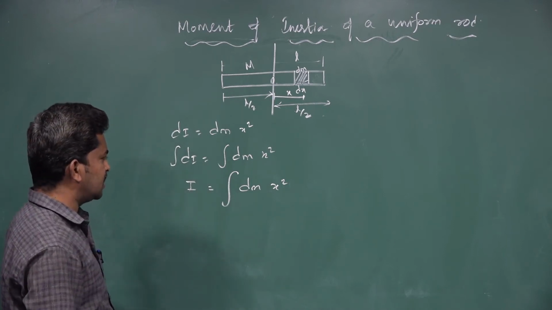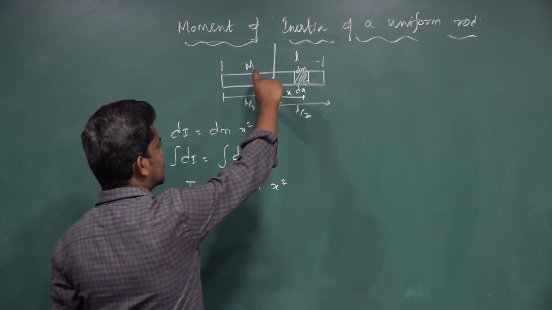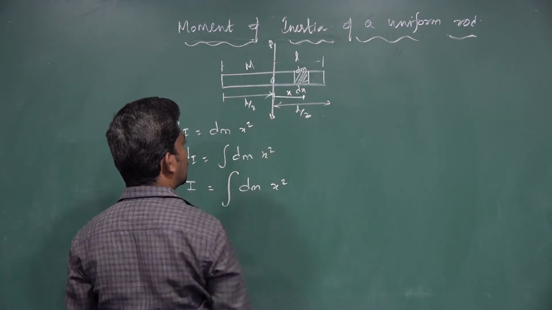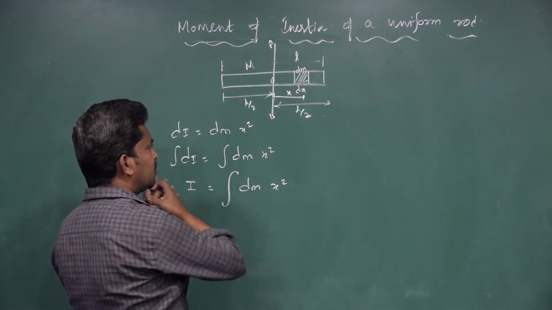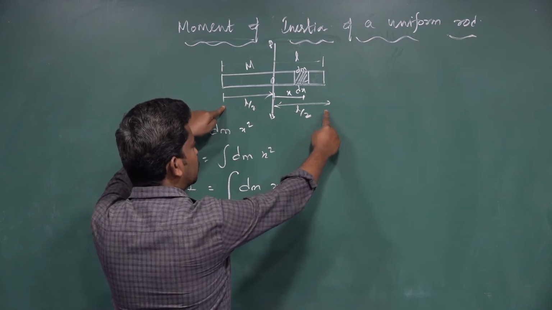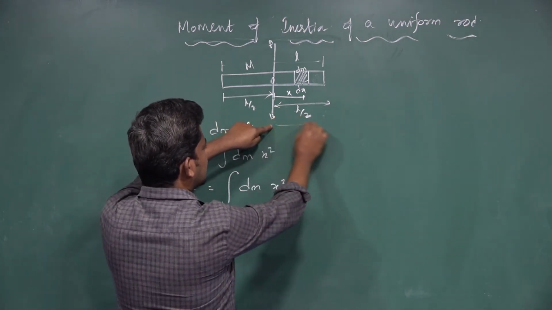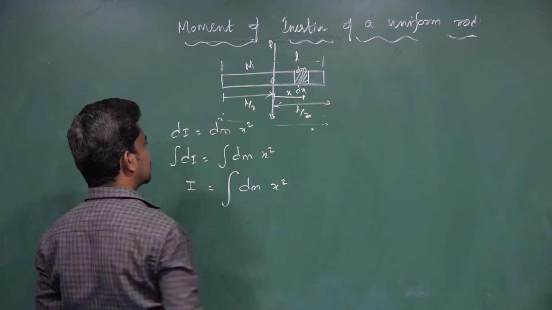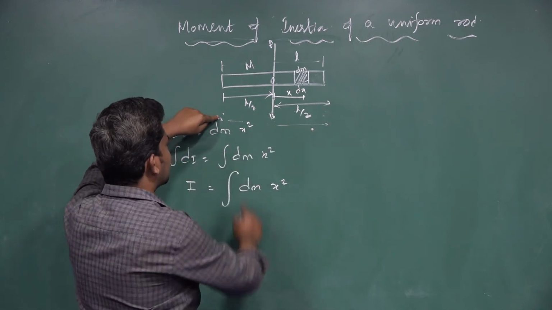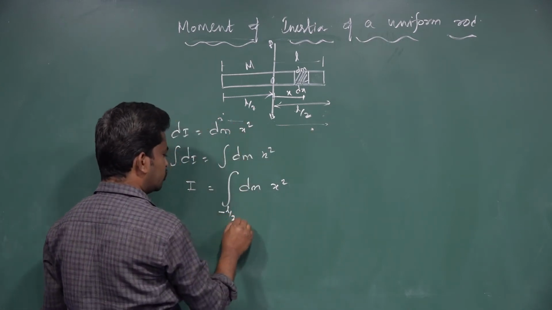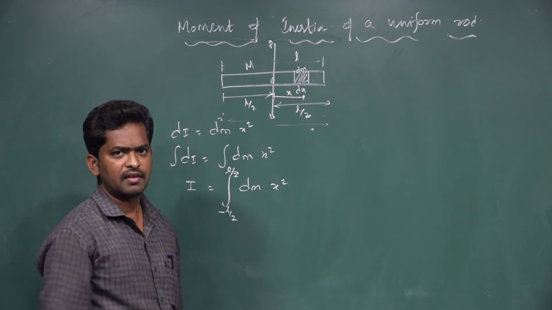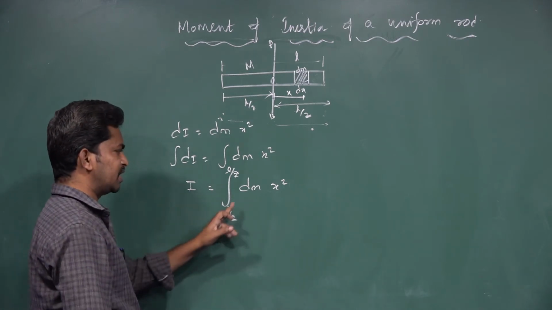Another point: what is the limit value? The axis is at the center of mass; AB is the axis of the rod. What is the limit? I want to calculate the overall moment of inertia from L by 2 on this side to L by 2 on the other side. I consider this the x axis and this the x dash axis. So the x dash axis is negative and the x axis is positive. So the limit should be minus L divided by 2 to plus L by 2; the overall L by 2 plus L by 2 gives L. That's why I is equal to the integral, with this limit, of dm x square.